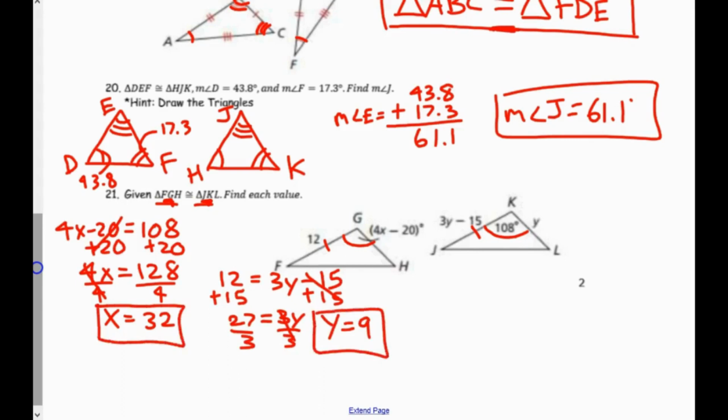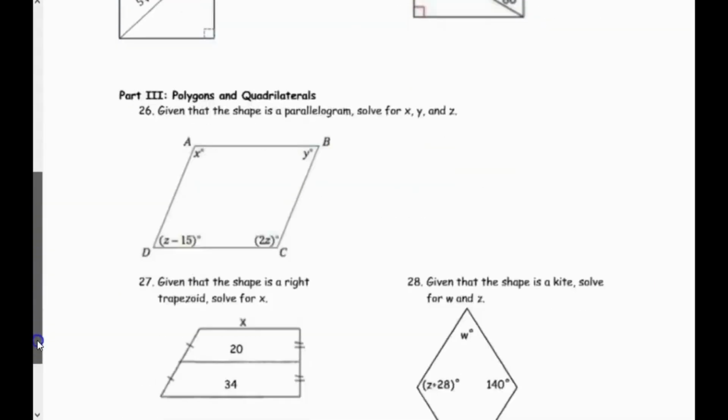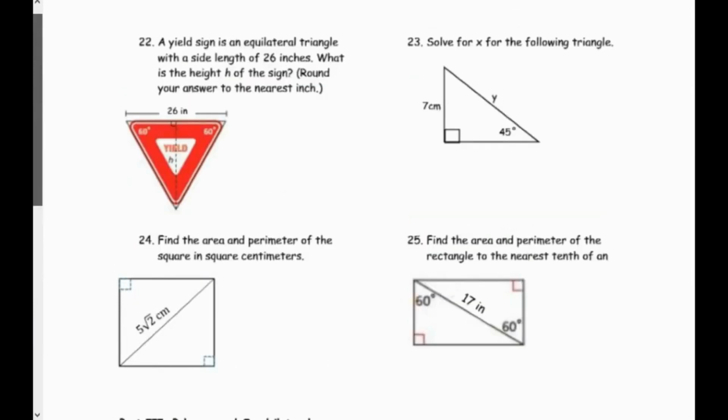Alright. Let's do another page. And that'll be it for this first video. Okay. A yield sign is an equilateral triangle with a side length of 26 inches all the way around. What is the height h of the sign? Round your answer to the nearest tenth. Okay. So we want to be able to find the height of this thing.